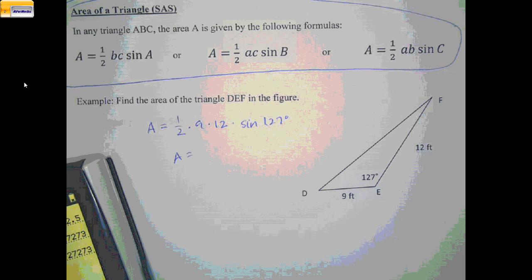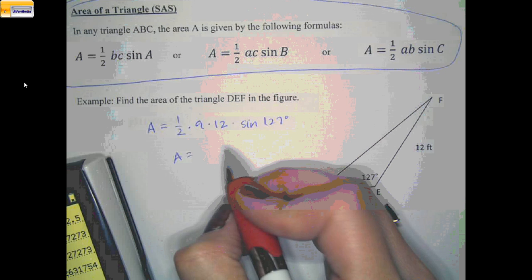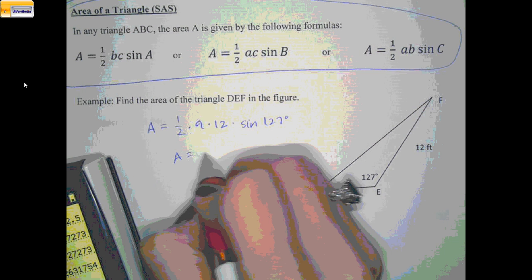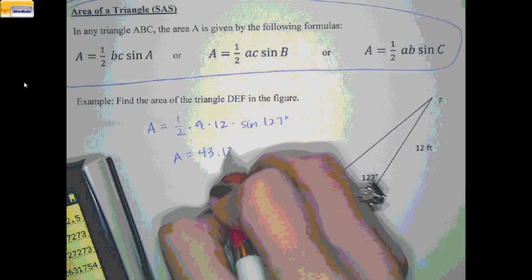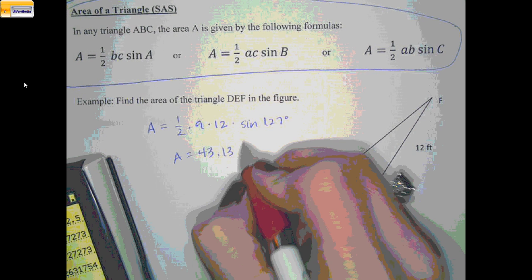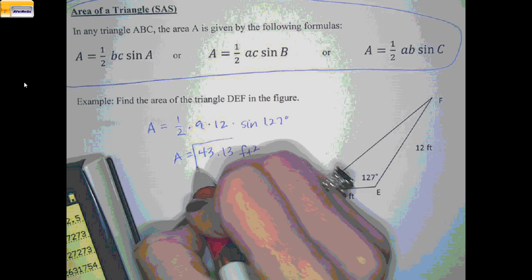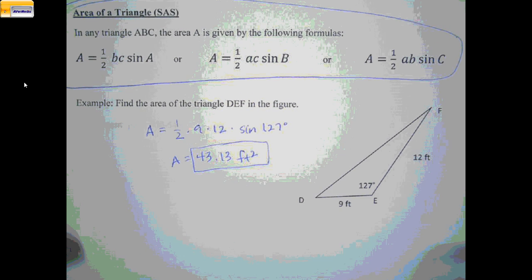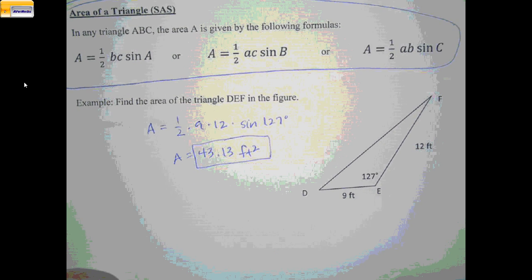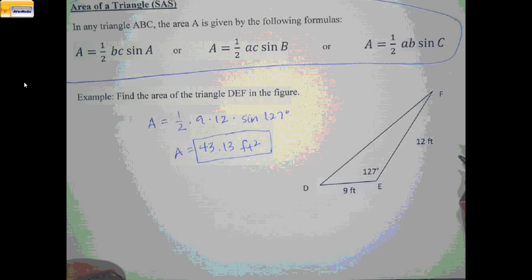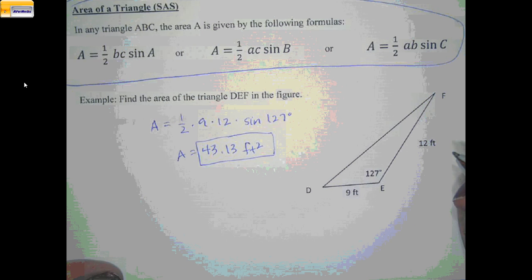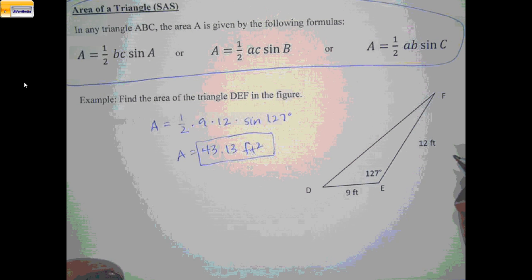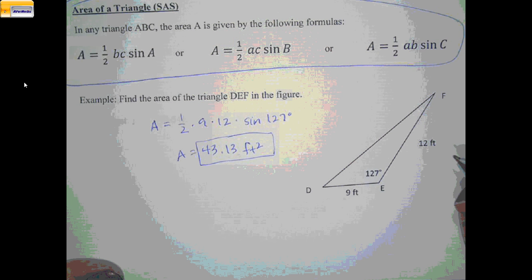I'm assuming yes. Did you guys get 43.13? And we're in feet. And thank you, it is squared, yes. Area is always feet squared. Always feet and square. Not feet squared, it's always squared. Any questions on how to use that formula, guys? Christian, you good? All right.